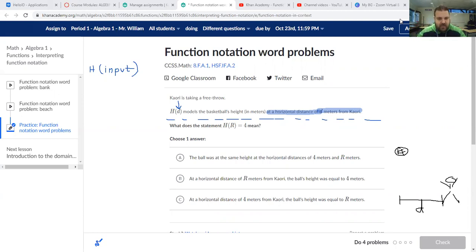H of D, the output, is H of D. H of D models the basketball's height in meters. So H of D is the basketball's height. We're not talking about how far away it is from Corey. We're saying the basketball to the ground. This distance is the height, which is H of D, right? H of D is the height.